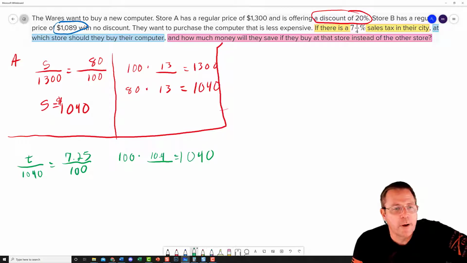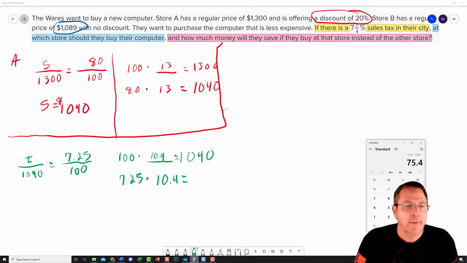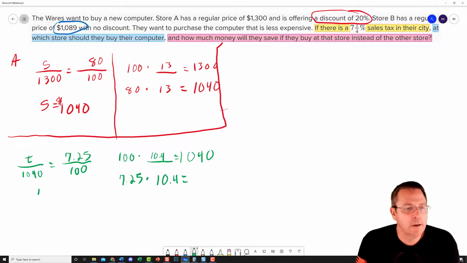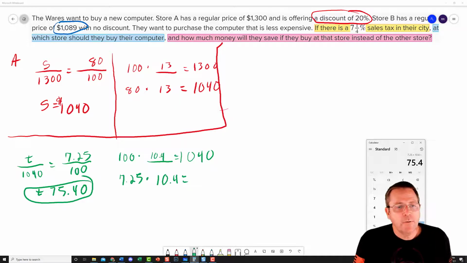And if I multiply the bottom by it, I have to multiply the top by it. 7.25 times the same 10.4. Grab our calculator here. 7.25 times 10.4, and that's going to give us a tax amount of $75.40. But that's not the final selling price.